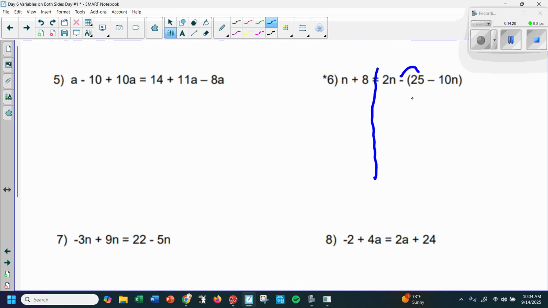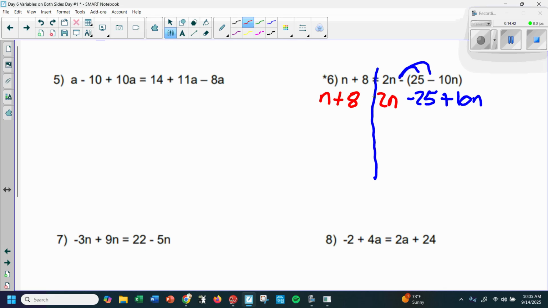So a negative times 25 is -25. And then here we go. A negative times a negative is a positive 10n. I know that looks like a 6. Deal with it. Okay, if you don't use it, let's reuse it. So let's reuse the 2n. Let's reuse the 2 plus 8.